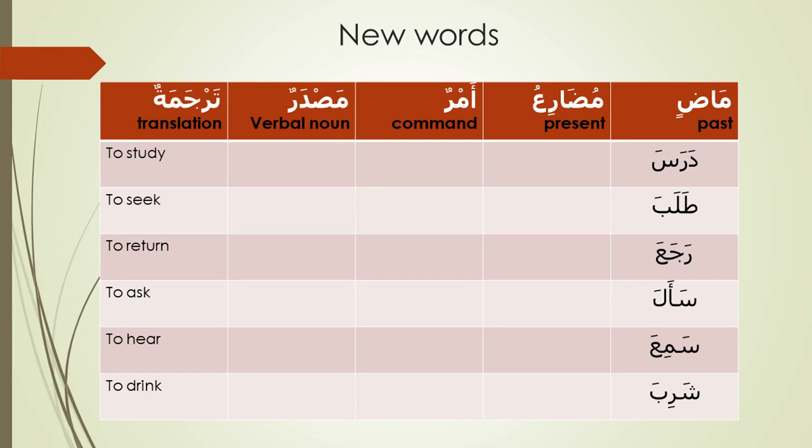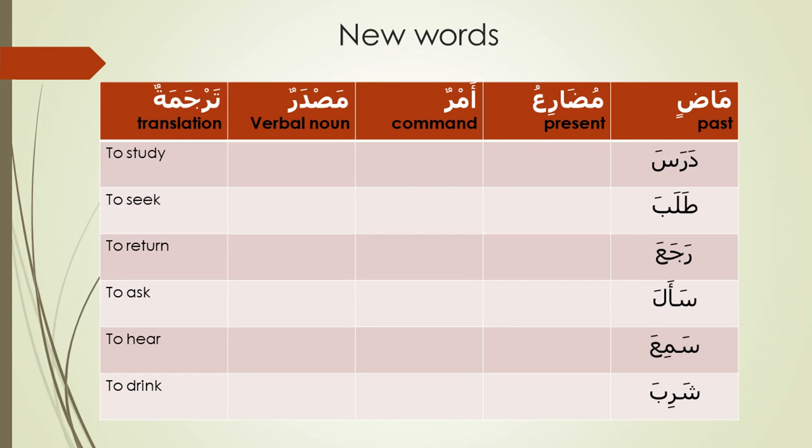Raja'a is to return. And all of these is how we present verbs when you want to memorize them, in the he form. So all of these mean to study, but it means he studied. It means to seek, he sought. To return, he returned. Until the end. So sa'ala, you can write down sa'ala, is to ask. Sa'ala, he asked. Sami'a is to hear. Sami'a. And then you have shariba, to drink. Shariba, to drink.